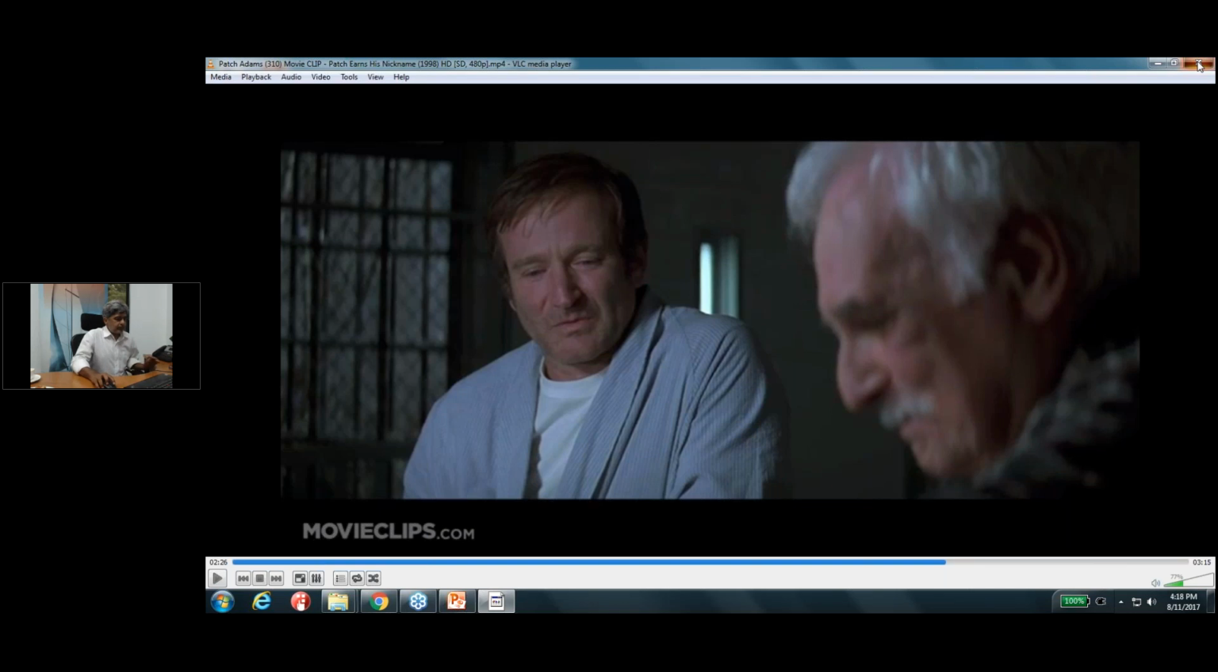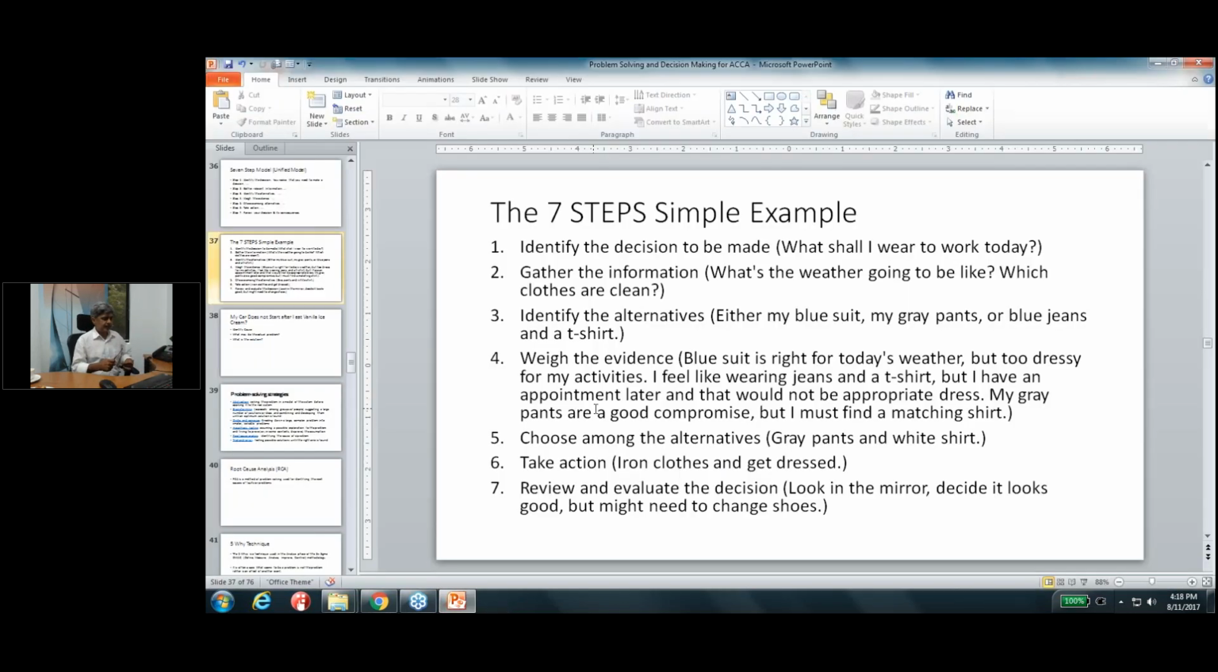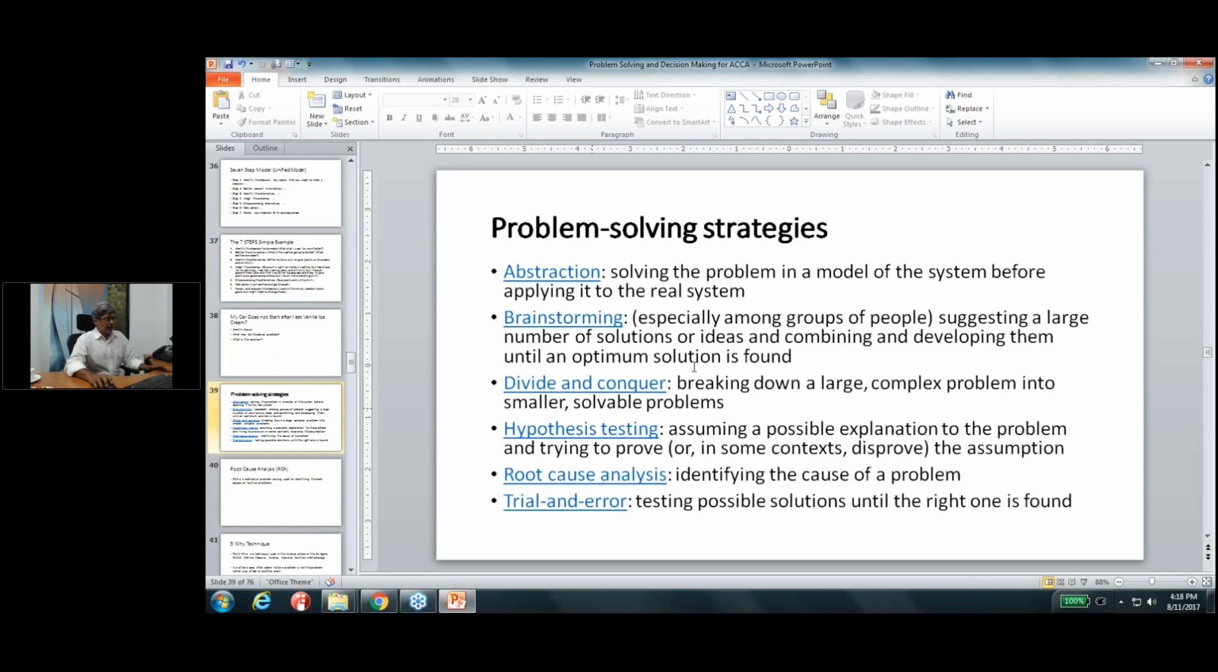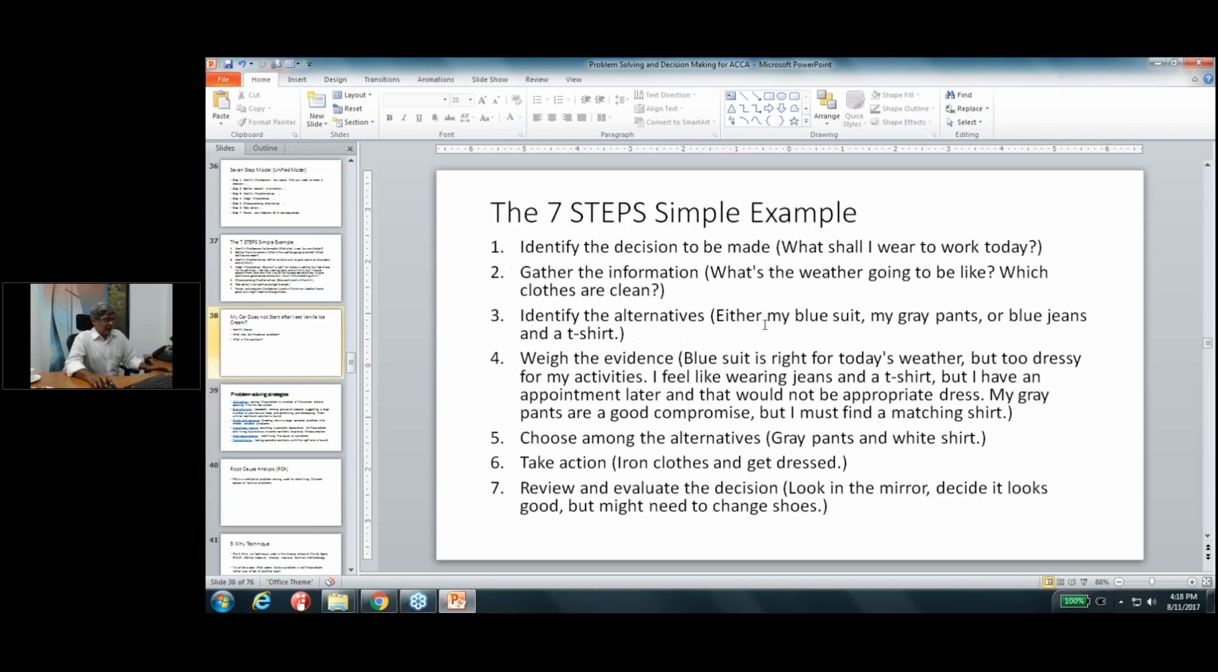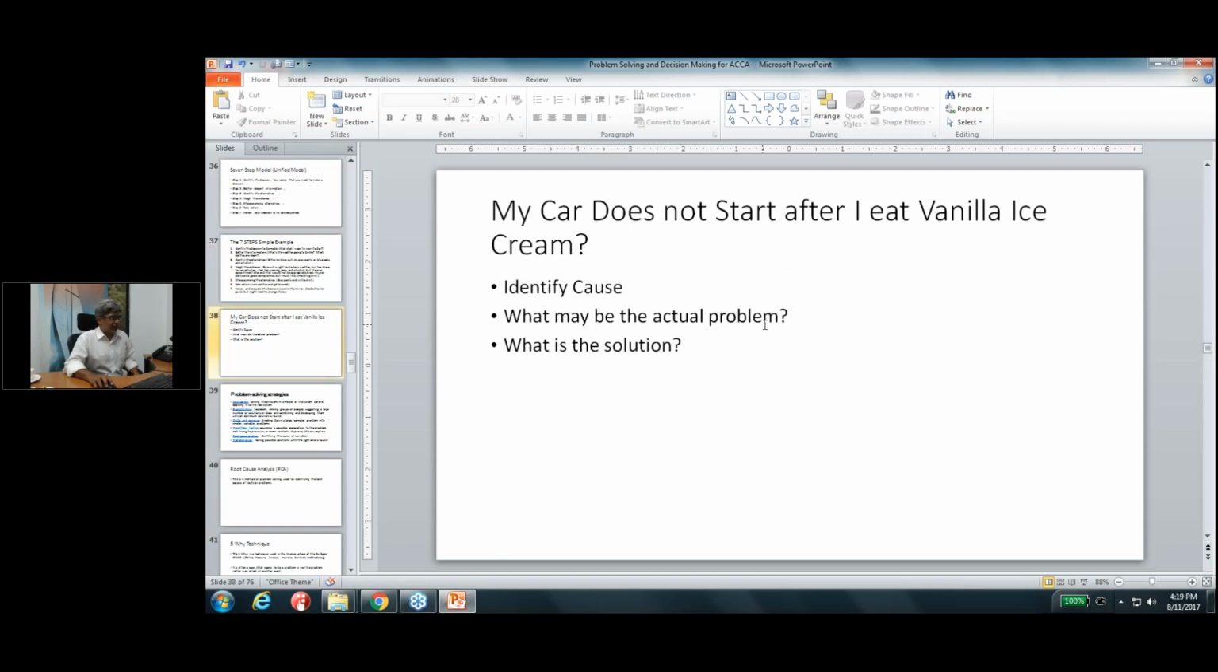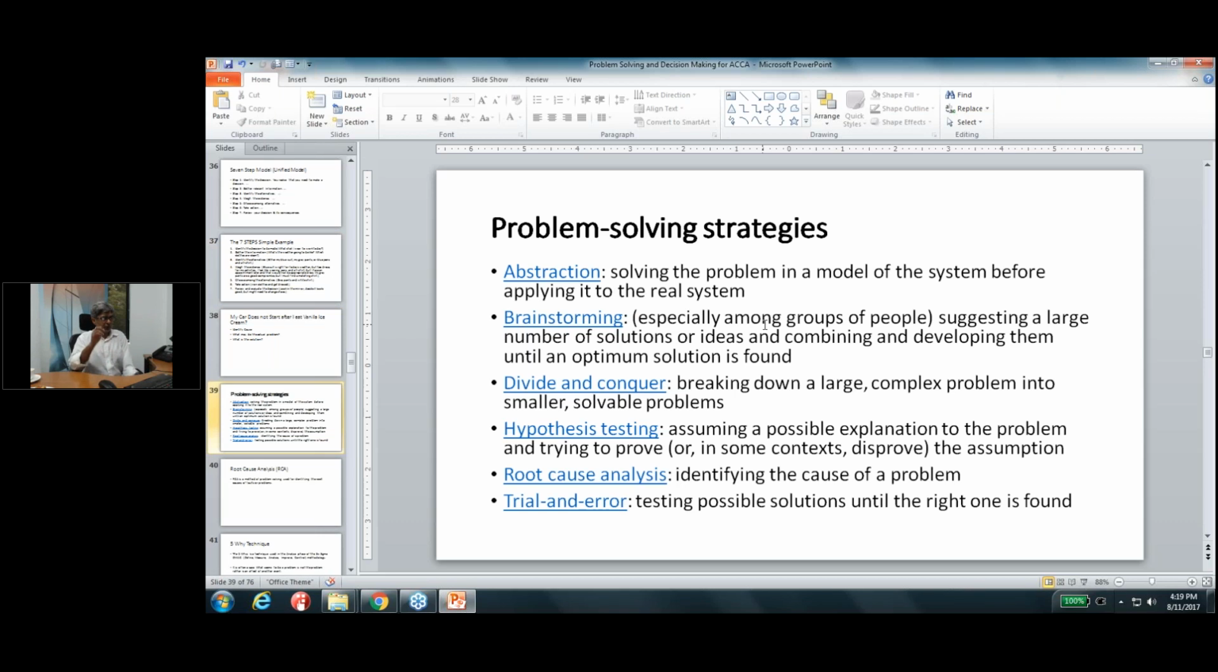Now, let's go back to our presentation. Okay, fine. Let's go. Now we have seen the 7 problems of the problem-solving methodology. Now look at some of the approaches towards problem solving. So it might be abstraction.